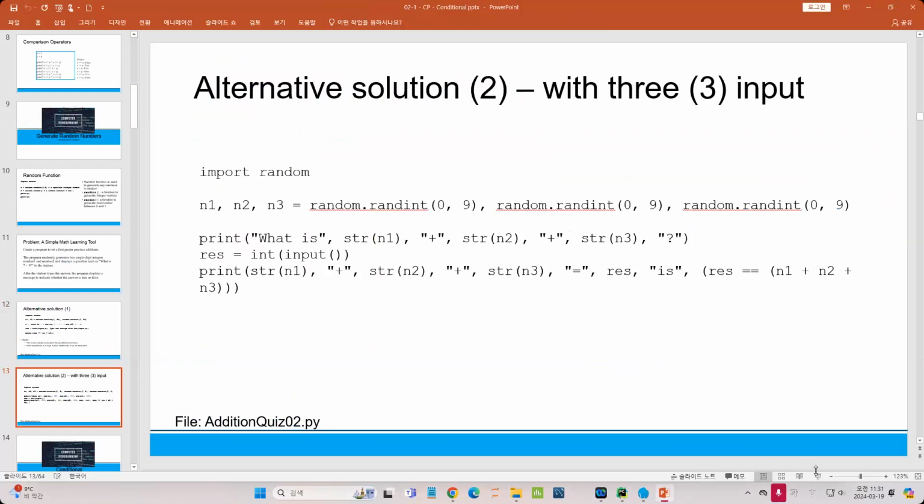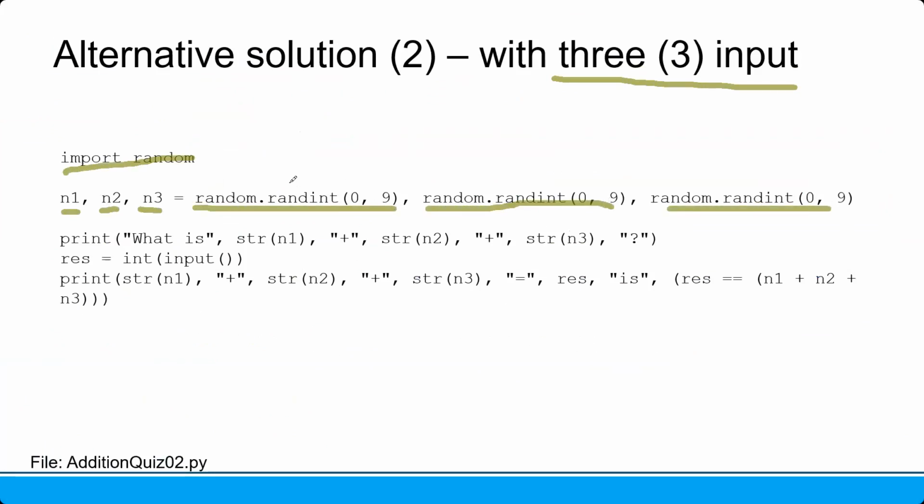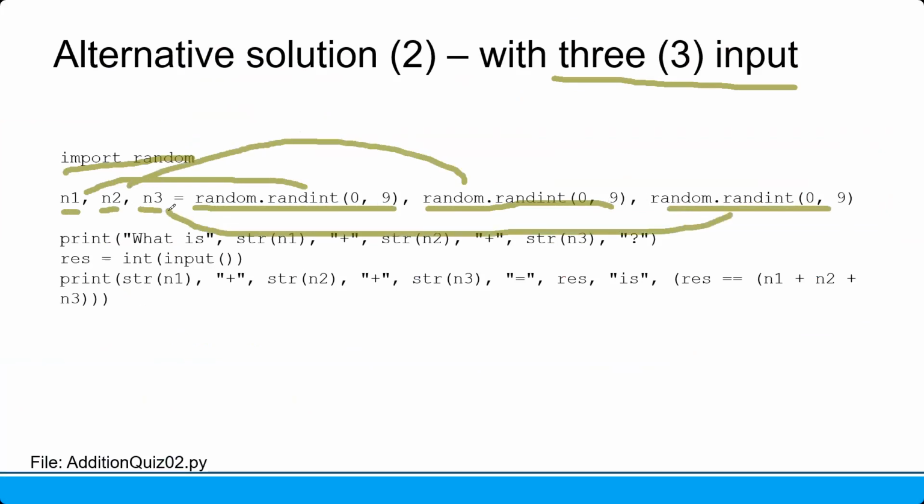Now, there are some other kind of solution. This is an alternative solution. For example, I want to make it more challenging to the first grader. Not only 2 inputs, but let's try to give 3 inputs. Then again, I will import. Now I have n1, n2, and n3. And then this is a random. So the first random will go to n1, the second random will go to n2, and the third random will go to n3.